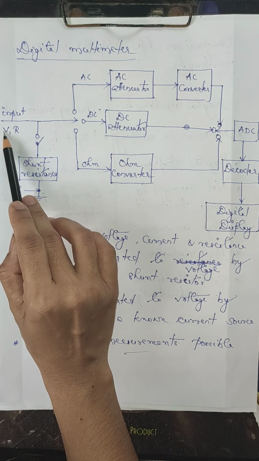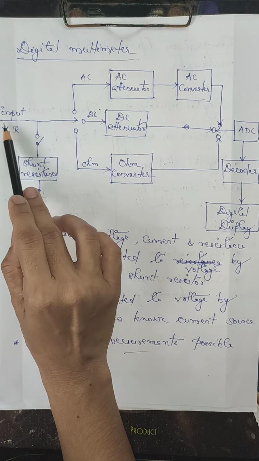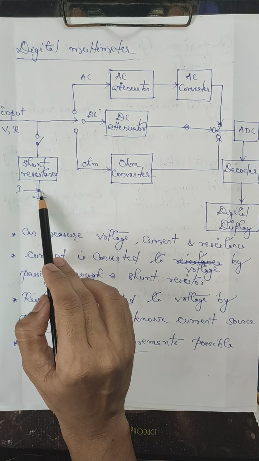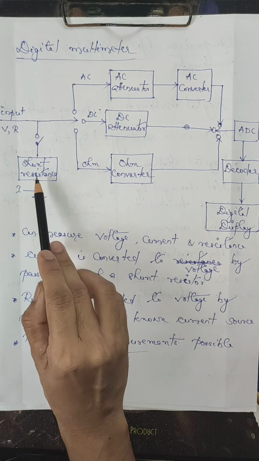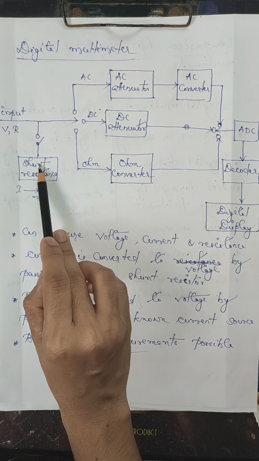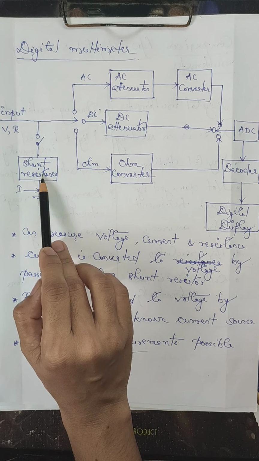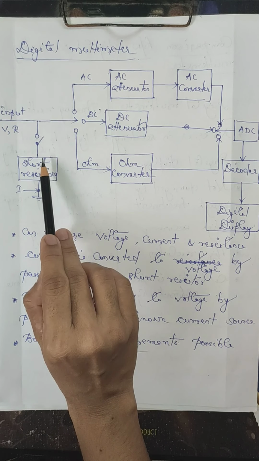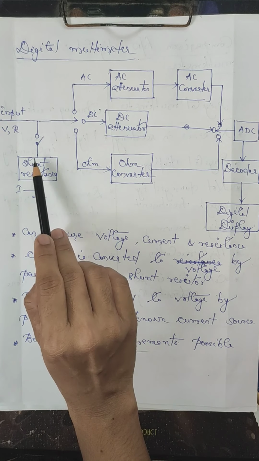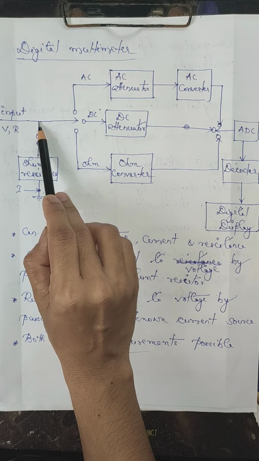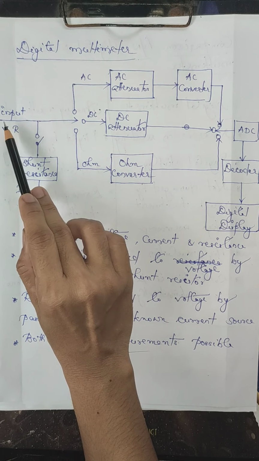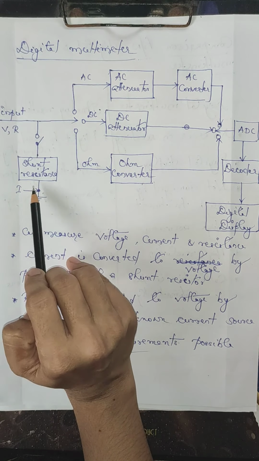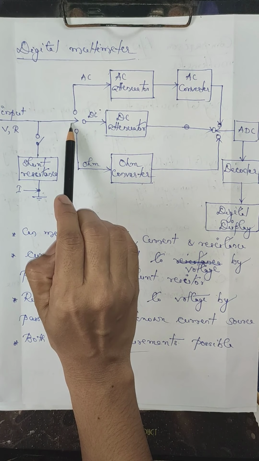So if a voltage signal or a resistance has to be measured, it can be fed to this point like this. And if we have to measure a current, first of all, that current has to be passed through a shunt resistance. Shunt resistance means a parallel resistance. So when this current passes through this resistance, a voltage drop will occur across it, and this voltage is taken from this point. So the voltage signal or the resistance or the voltage equivalent of current is fed to this point.